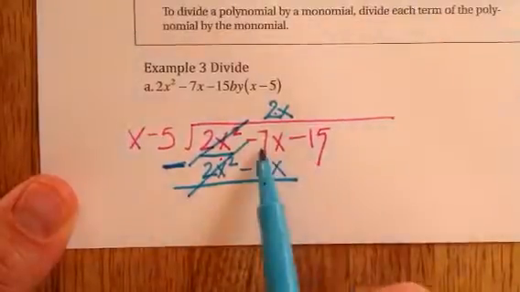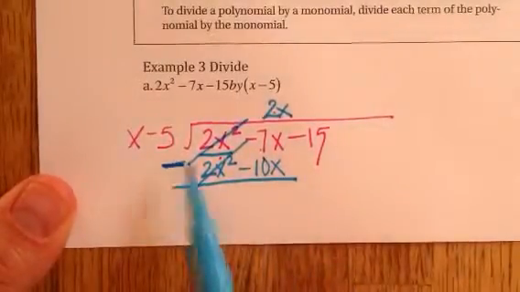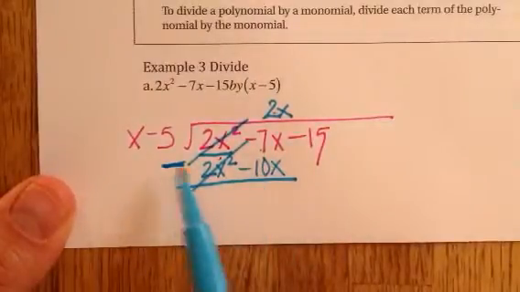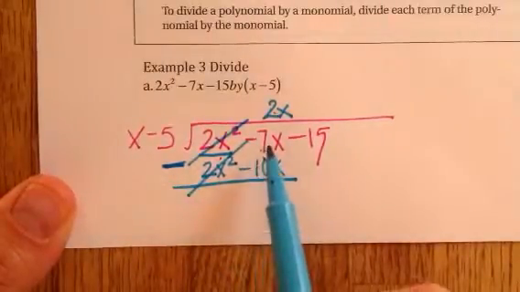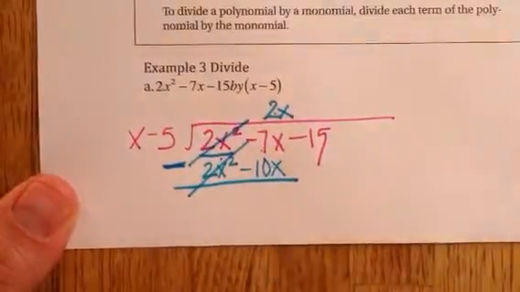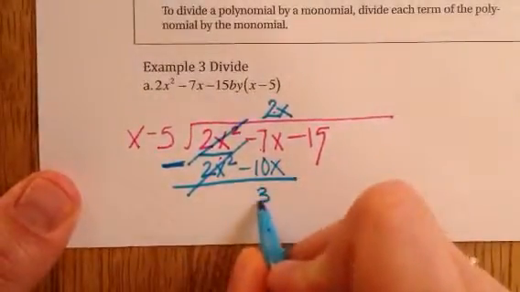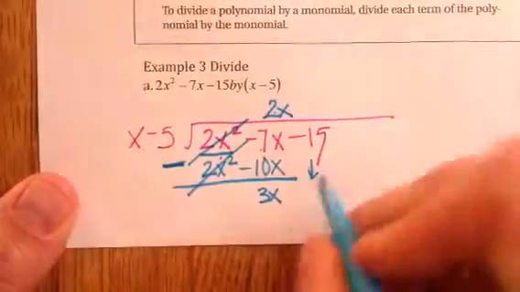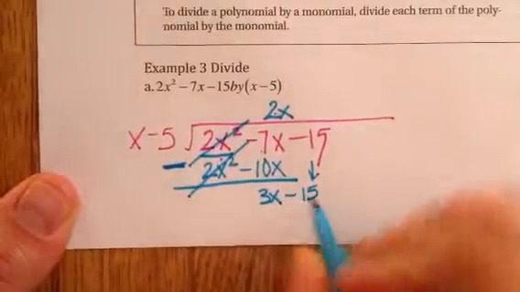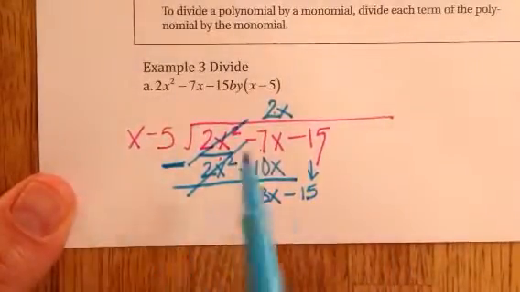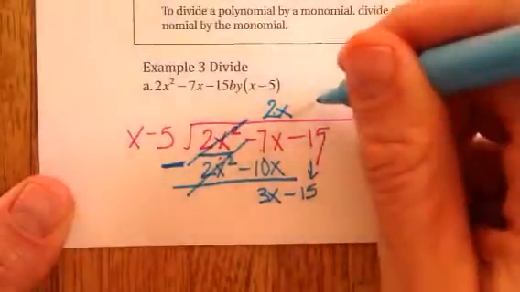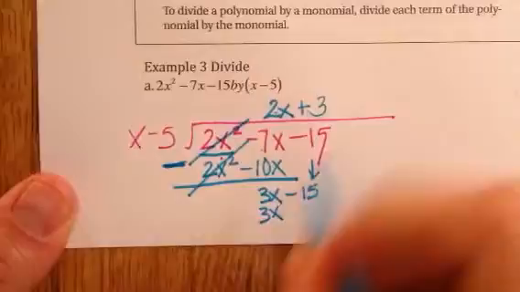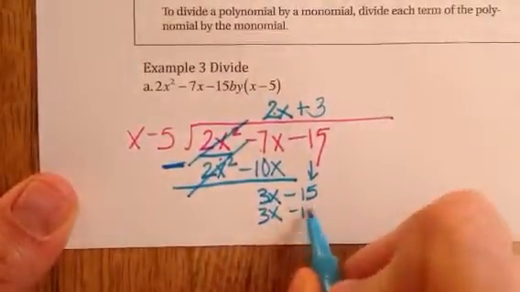Now I have negative 7x minus a negative 10x. So these two negatives become positive. So it's really saying negative 7x plus 10x, which would be 3x. If I'm dividing by two terms, then I have to have two terms. So I'm going to bring down my next one. Something times x needs to make 3x, so that would be a positive 3. 3 times x is 3x. 3 times negative 5 is negative 15.